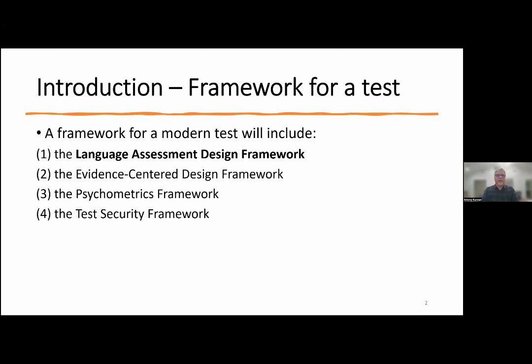You also need to have a psychometric framework, and that is how you're going to score the tests. Is it going to be 0-1, like yes, no, or correct, incorrect? Or is it going to be on a scale of 0 to 5 or 0 to 10 points? Some parts of the test may be 0-1 type, and some other parts may be 0 to 10, other parts may be 0 to 25. So you've got to take some psychometric considerations into play.